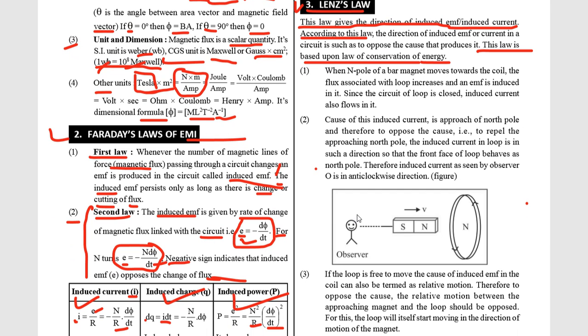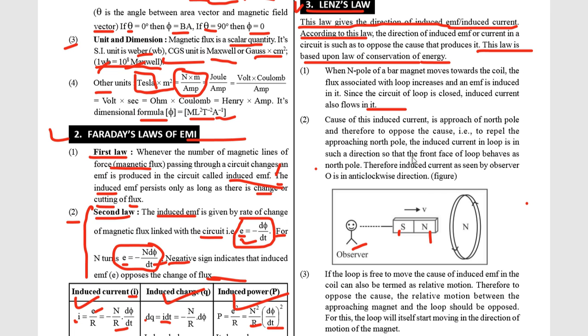So you can see an observer here. This one is the bar magnet with north and south poles. It is moving with velocity v towards a circular loop. Let's see what happens in this case. You can see the north pole is moving toward the coil. So when the north pole of the bar magnet moves towards the coil, the flux associated with the loop increases and an EMF is induced in it. Since the circuit of the loop is closed, induced current also flows in it.